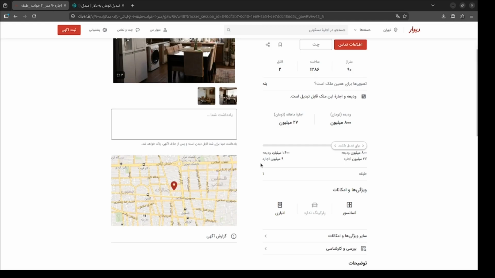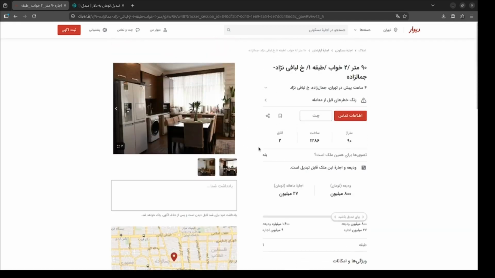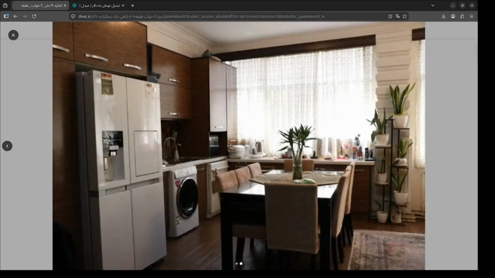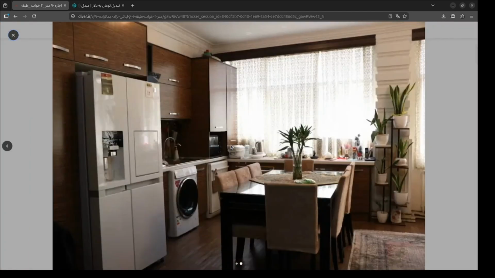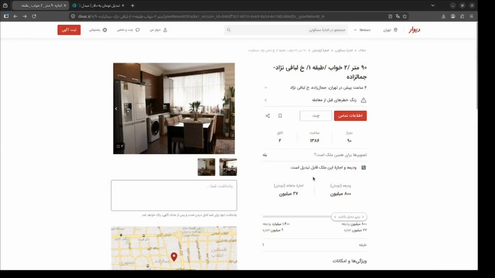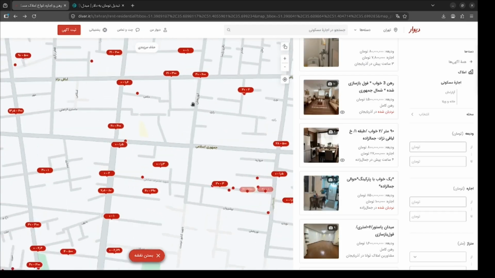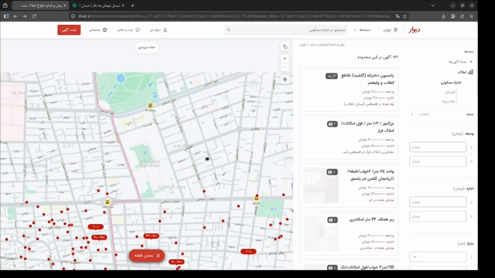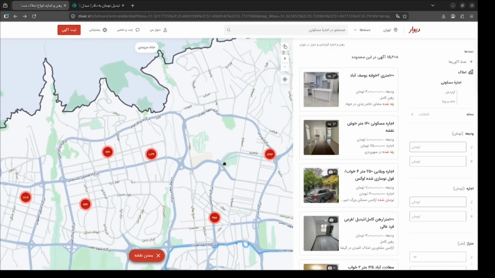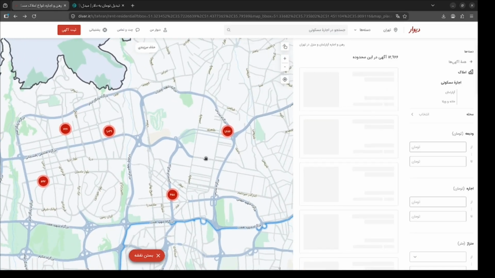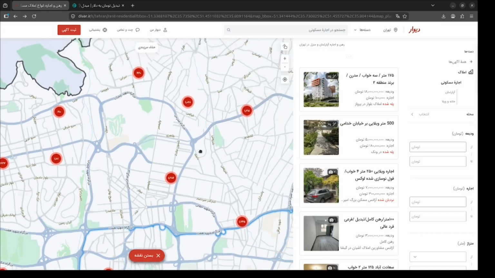Sorry, alright, let's check the images. I always forget. Do you think that these are real images? I'm not sure. Anyway, let's go to the northern parts, a little bit more expensive with luxury apartments. Let's see how much it costs. For example, here.